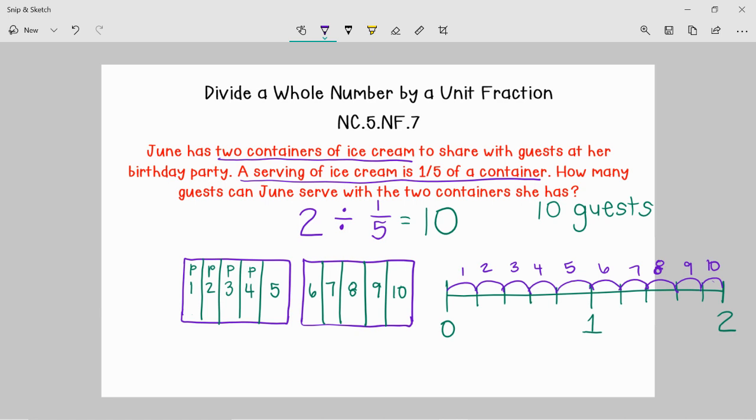And we know that this answer is reasonable. If we think about it, we are taking 2 and dividing it by 1/5. We're splitting 2 wholes into fifths, figuring out how many fifths there are in 2 wholes. We know that it takes 5 fifths to make 1 whole, and we were trying to make 2 wholes here. So an answer of 10 is very reasonable. And so again, this is how we can divide a whole number by a unit fraction.